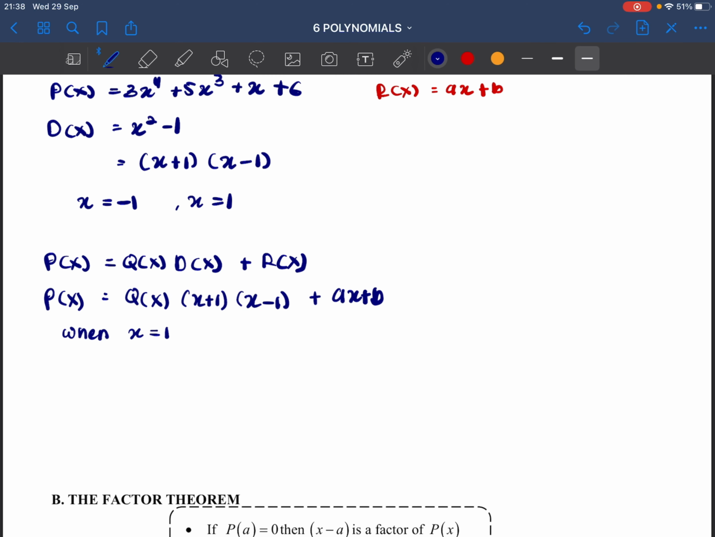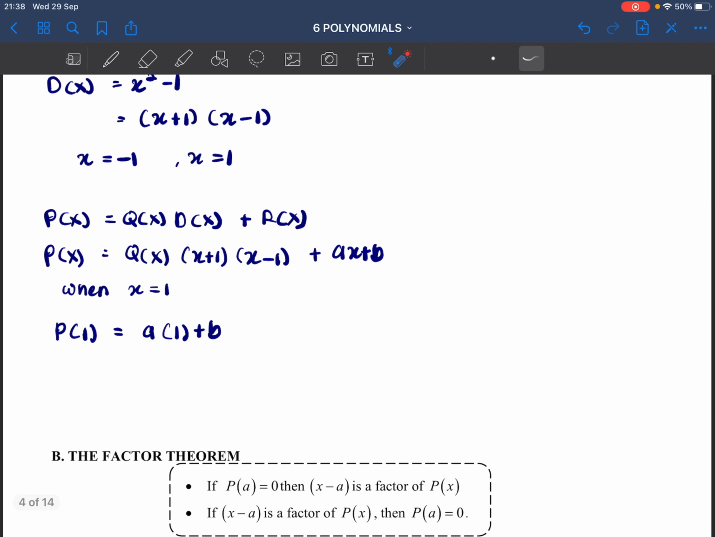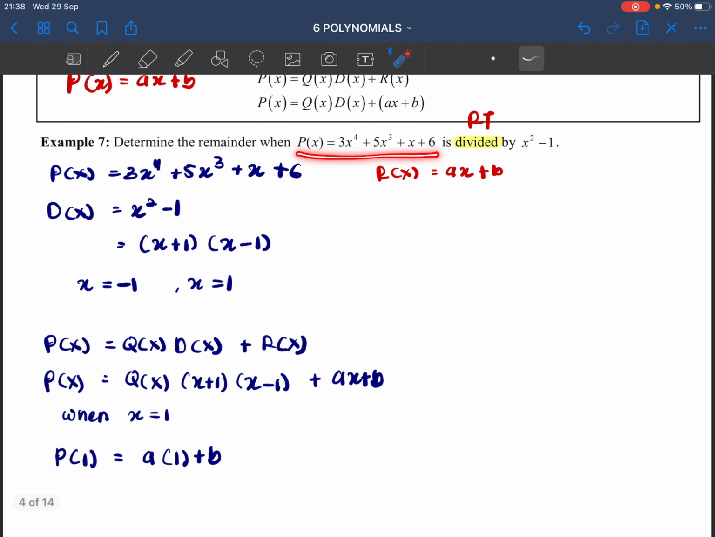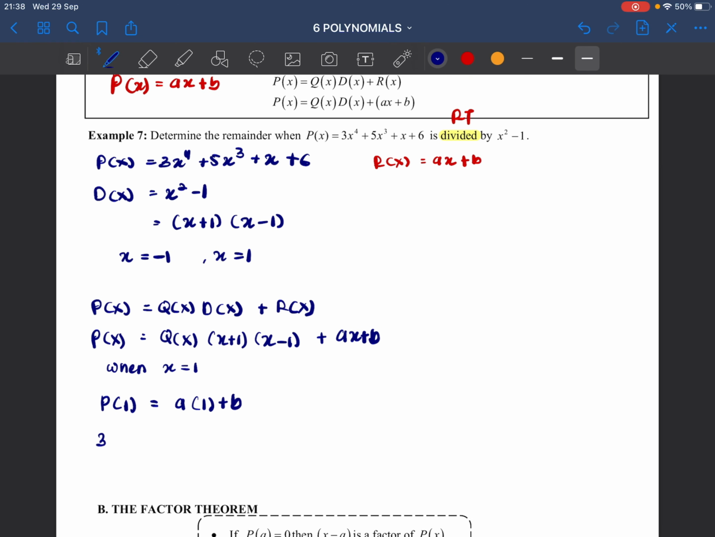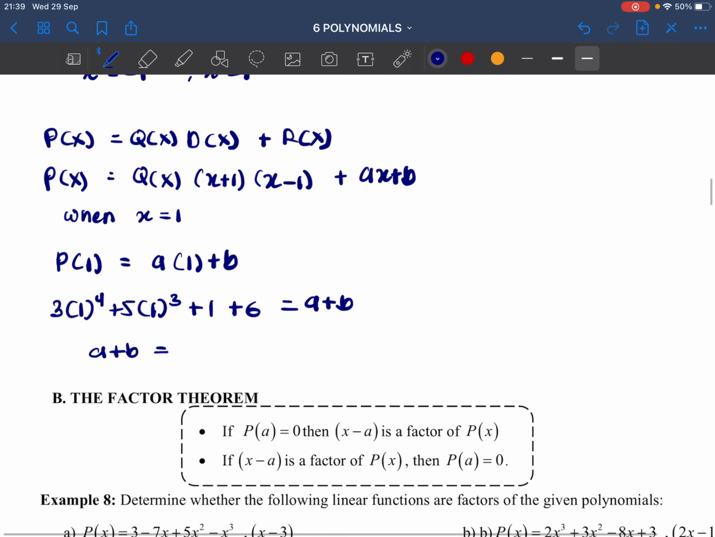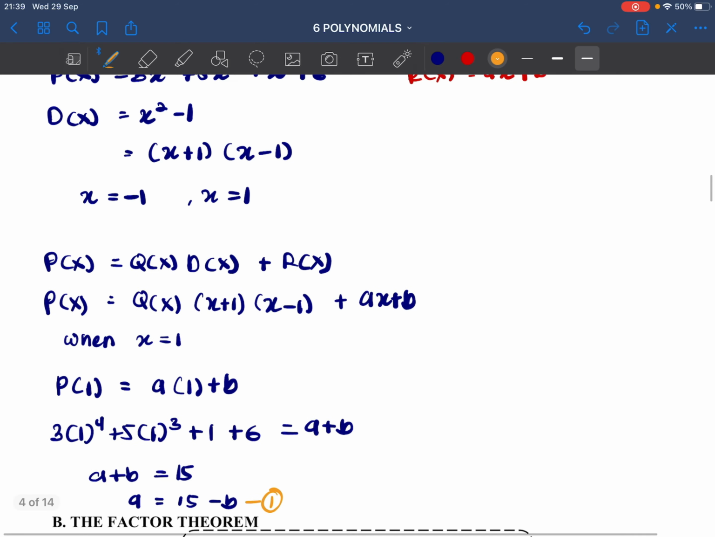Okay, so now we are going to end up with P(1) equals a(1) plus b. So P(1) here is just substituting your 1 into this polynomial. So we are going to have 3(1) to the power 4 plus 5(1) cubed plus 1 plus 6 equals a plus b. So now just simplify, we will have a plus b equals 15, and a equals 15 minus b. So this will be our first equation.